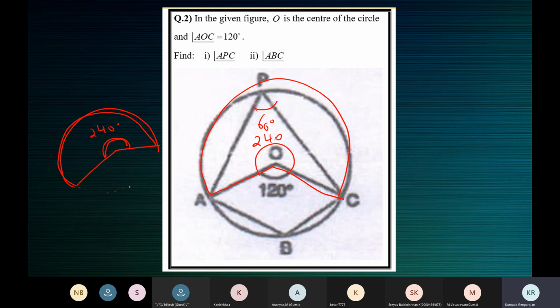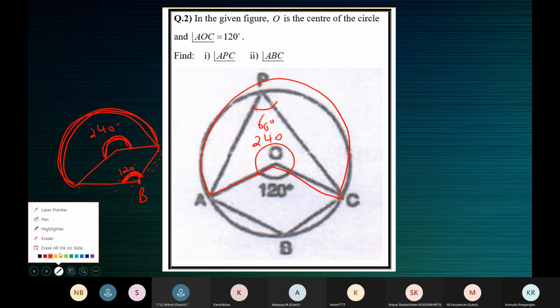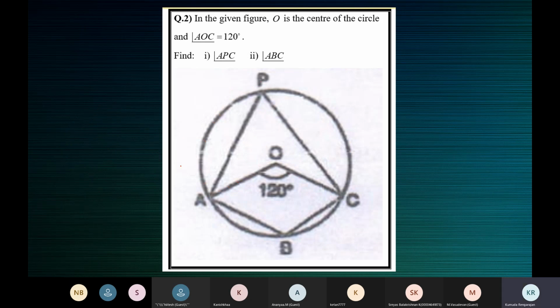So this is the remaining part of the circle. This is the point on the remaining part of the circle. Join the ends of the arc. So this angle is subtended by this major arc on the remaining part of the circle. If the angle at the center is 240, this will be half of it, 120. So the relation is always between this angle and this angle.